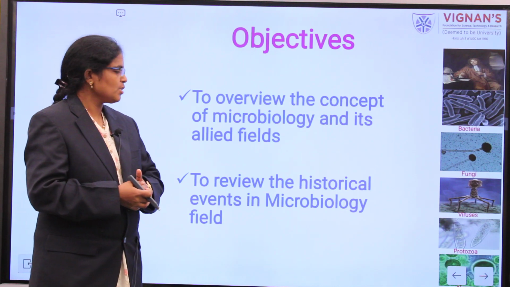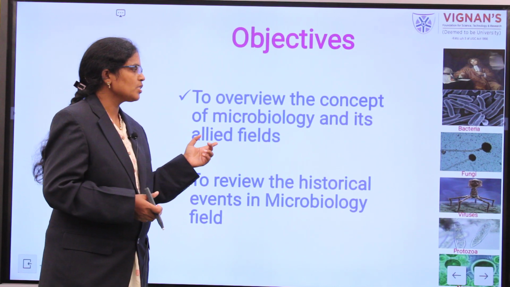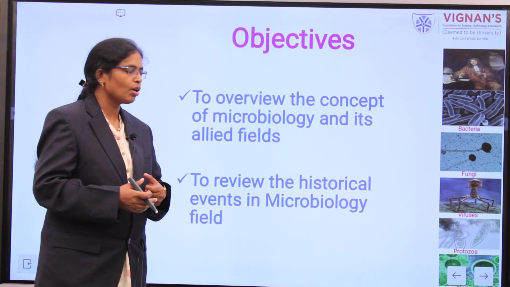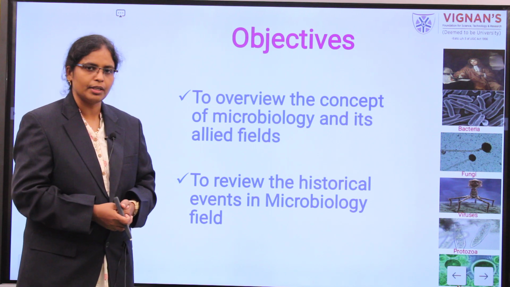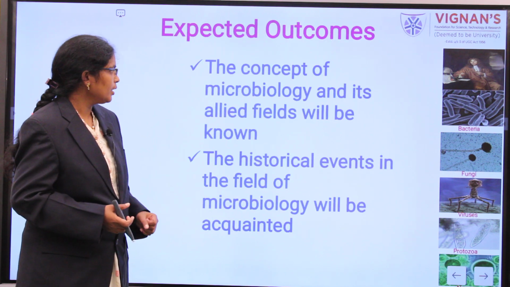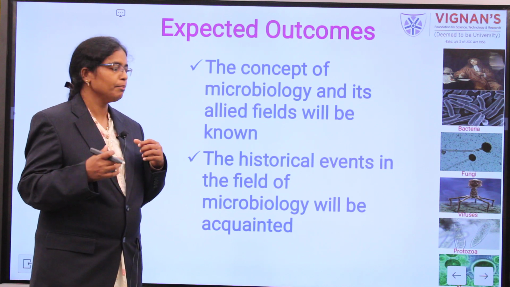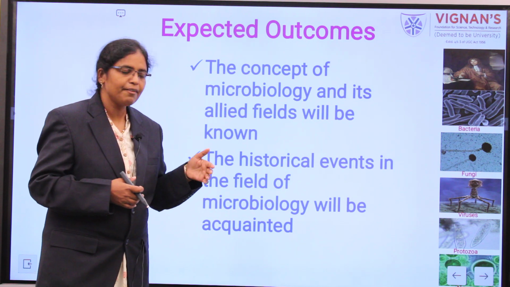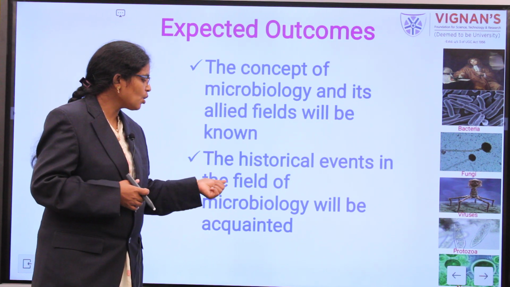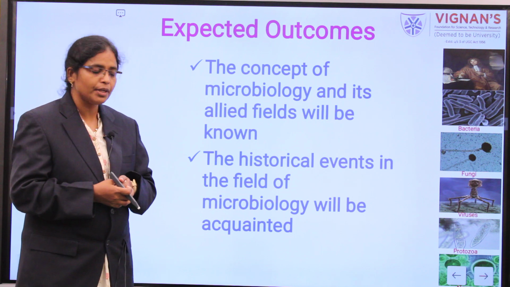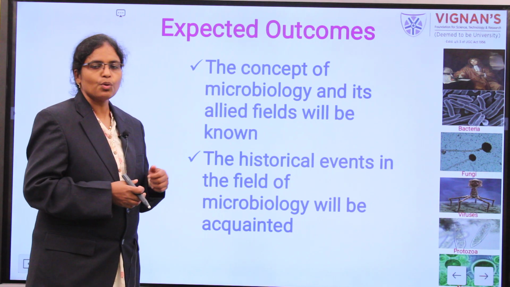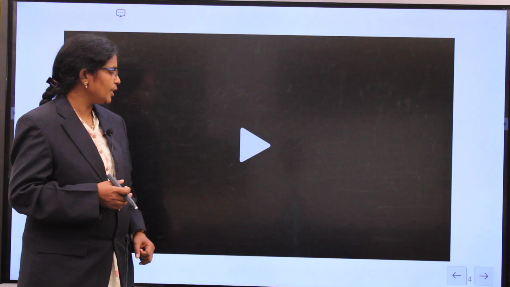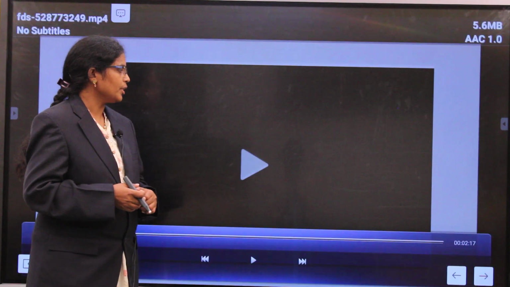The objective of this topic is to overview the concept of microbiology and its allied fields and to review the historical events in the microbiology field. After going through this topic, the expected outcomes from you all are that the concept of microbiology and its allied fields will be known and the historical events in the microbiology field will be acquainted. We will see all these aspects in the coming slides. Before going to this, now see the animation.